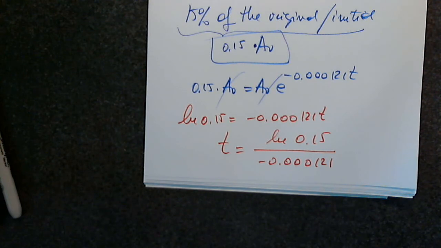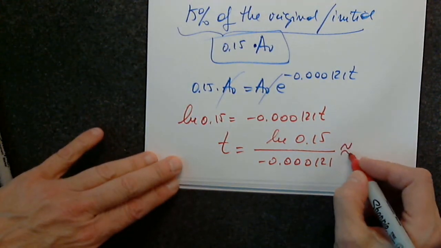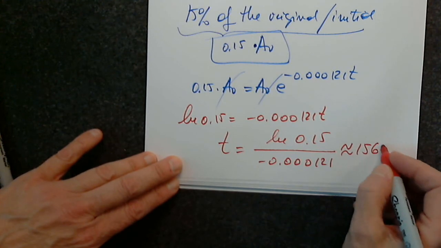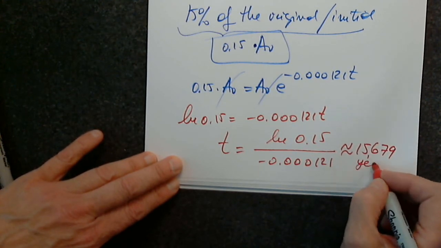So natural log of 0.15, close the parenthesis and divide by negative 0.000121, close. Let's see how old they are. According to our calculations, they are 15,679 approximately. 79 years old.